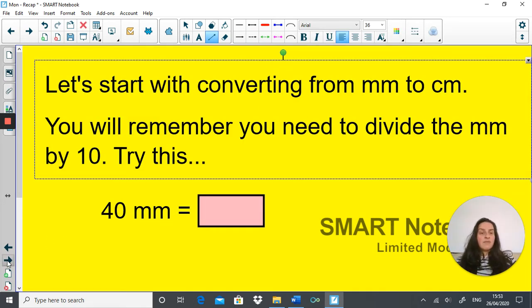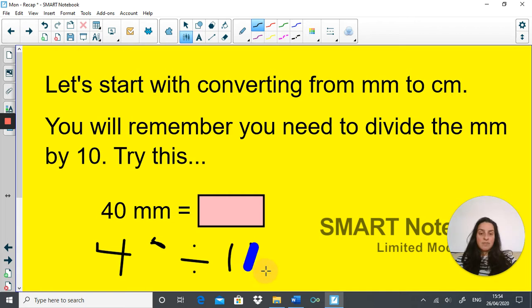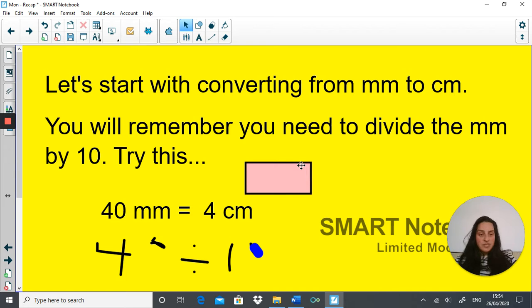Now, let's start with converting between millimeters to centimeters. You'll remember you need to divide the millimeters by 10 to get the centimeters. So let's try this. To convert 40 millimeters into centimeters, we should divide 40 by 10. So 40 divided by 10 equals 4 centimetres. Well done if you got that right.